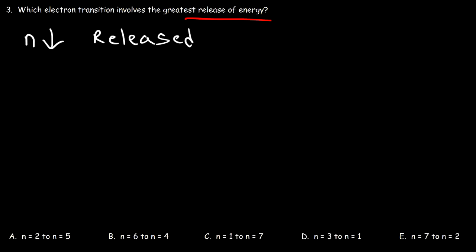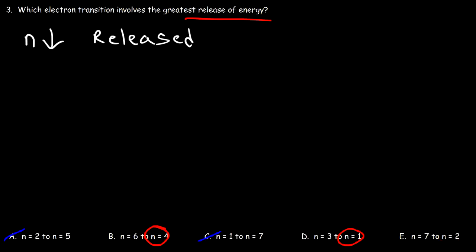So we can eliminate answer choice A because it's going from a low energy level to a high energy level, and we don't want that. And we can eliminate answer choice C as well. So now, is it going to be B, D, or E? A quick way to tell is to look at the final energy level. Here the final energy level is 4, here it's 1, and here it's 2. Typically, the answer is going to be the one with the lowest energy level. So it's going to be D, because n equals 1 is less than 2 or 4.